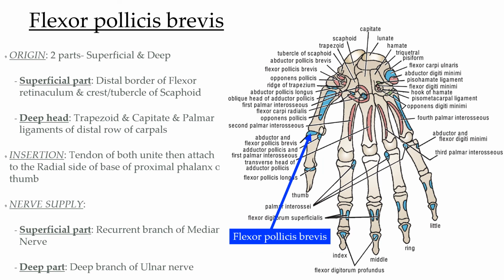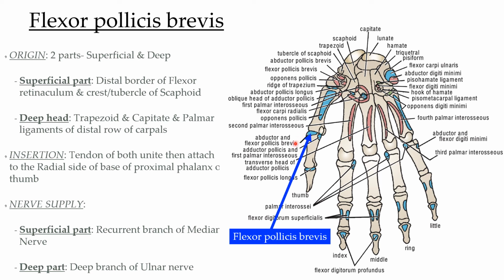Coming to the site of insertion of flexor pollicis brevis, it inserts over the radial side of the base of proximal phalanx of thumb. Now to understand this, let us see this illustration. In this illustration, this is the lateral side and this is the medial side. So this becomes the first digit and this becomes the fifth digit. So of this first digit, this is the metacarpal, this is the proximal phalanx and this is the distal phalanx.